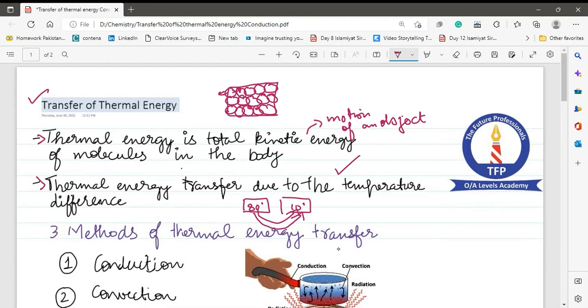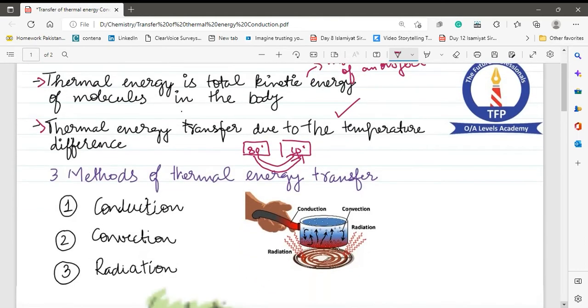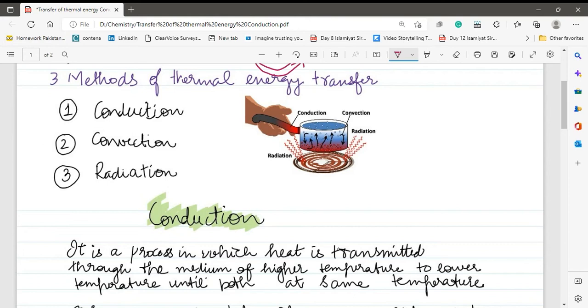So these are the two main points for the introduction of the transfer of thermal energy. So let's begin with the methods of transfer of thermal energy. We have three methods for the transfer of thermal energy. The first one is conduction, the second one is convection, and the third one is radiation.